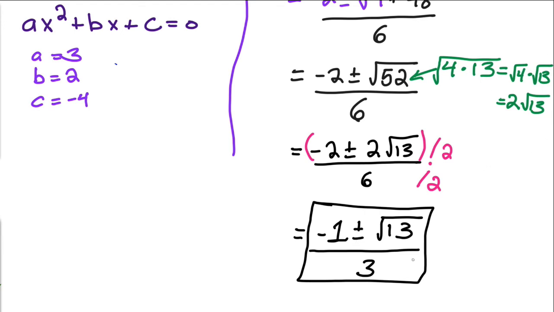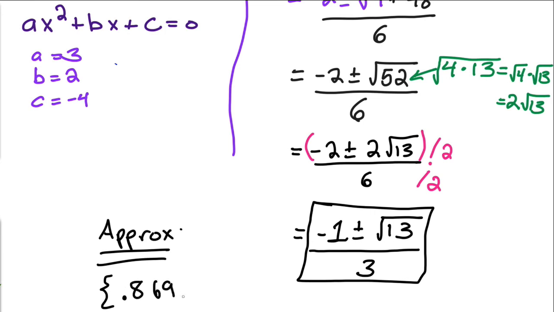And if we plug these into a calculator, we get the approximate solutions, which are 0.869, and the other solution would be minus 1.535.